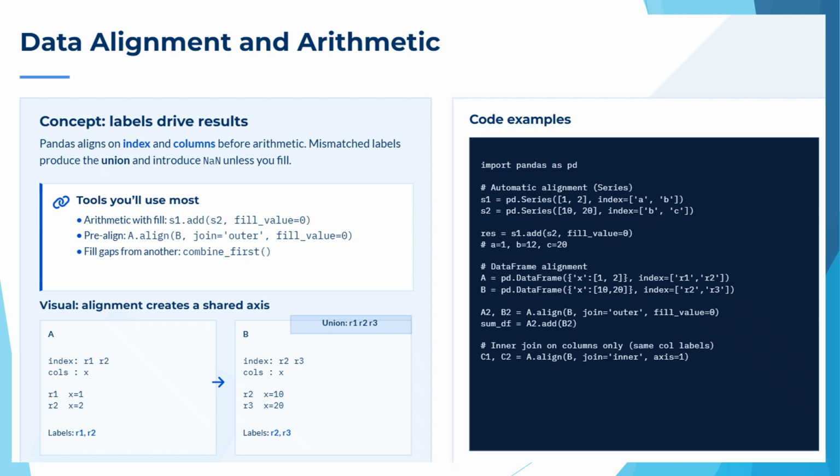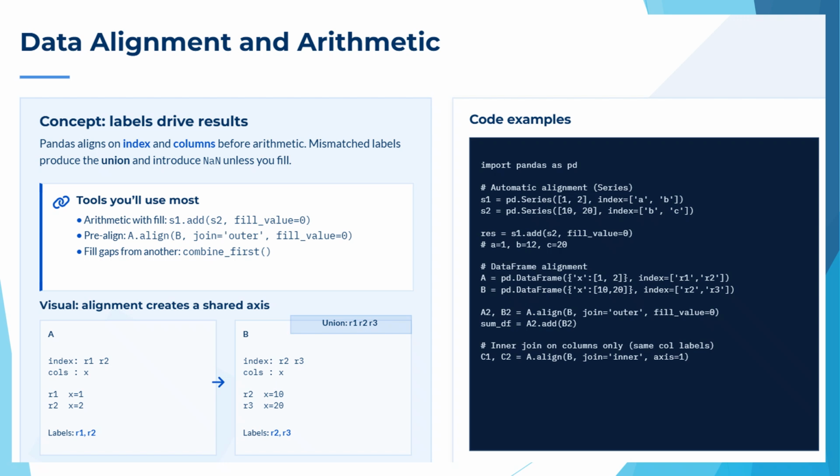If there are mismatched labels between two datasets, Pandas automatically takes the union of those labels and fills missing values with NaN. This behavior ensures correctness and prevents accidental misalignment of data, but it also means that users must be aware of label differences. To handle missing values introduced during alignment, functions often allow specifying a fill value.